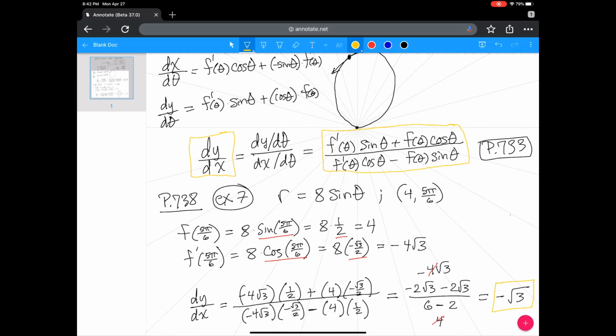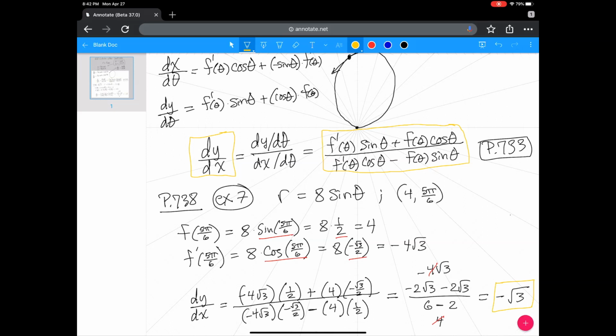Okay, so what happened is we had a function, and we had a point on the graph of the function, and we wanted to find the slope of the tangent line to that point. And so we have a formula for dy dx that is a function in terms of theta. So we used the theta 5 pi over 6 and the derivative and the function and sine and cosine and plugged into the formula, and we got the slope of the tangent.